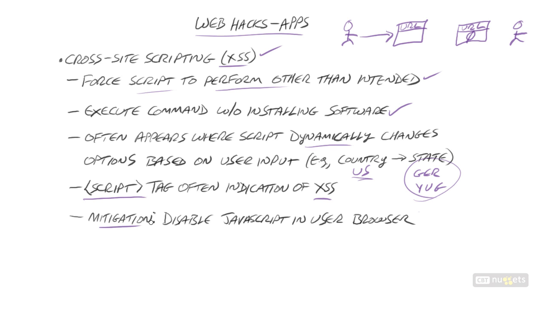Now, the mitigation here on the user side of things would be to disable JavaScript. That's one of the most common ways to take advantage of cross-site scripting. So disable JavaScript in the browser. They can still use Java. They can still view movies or whatever else. Java by itself is not that bad. But JavaScript could perform some kind of an executable command, for example. And that's what you don't want.